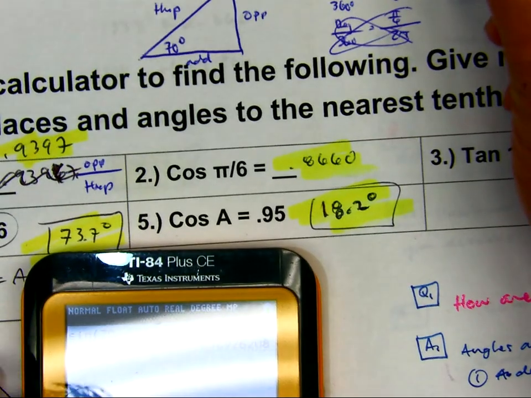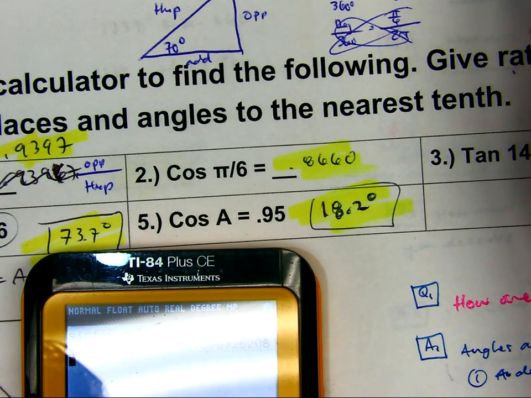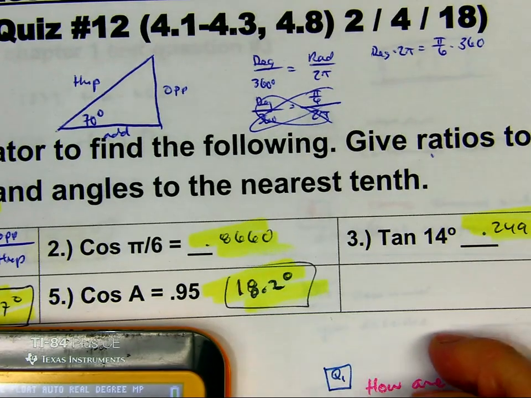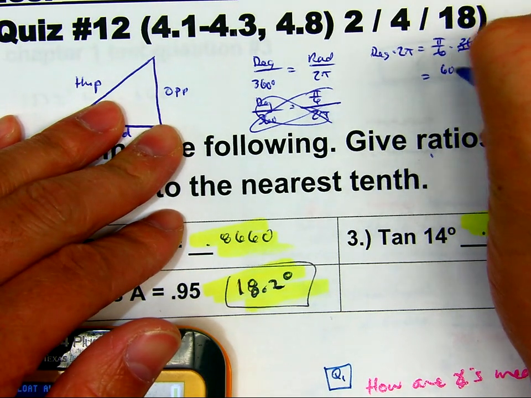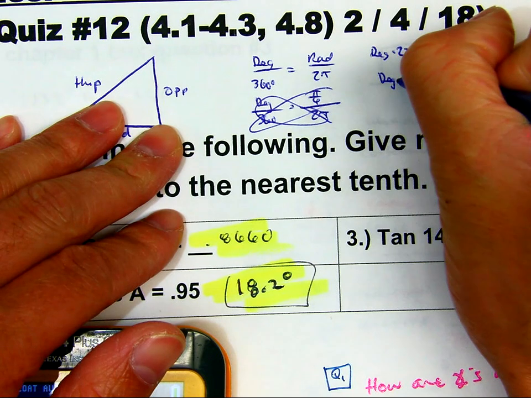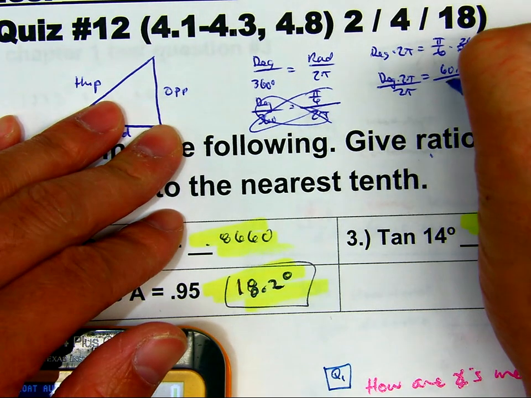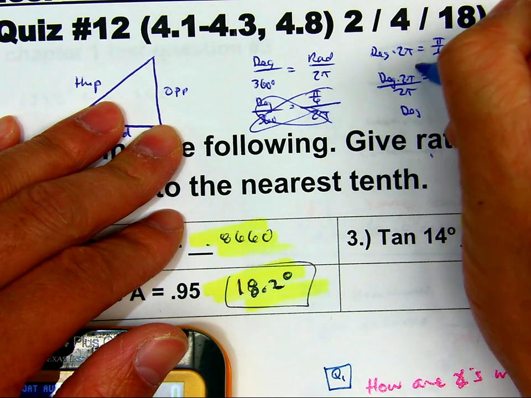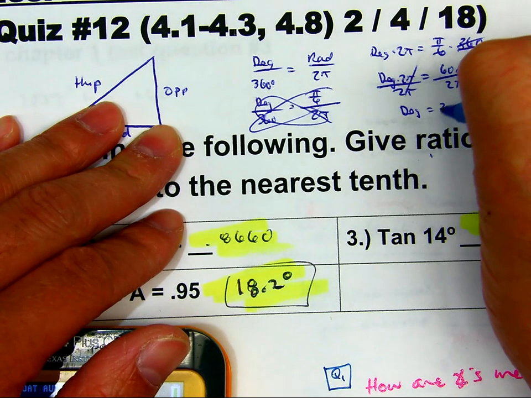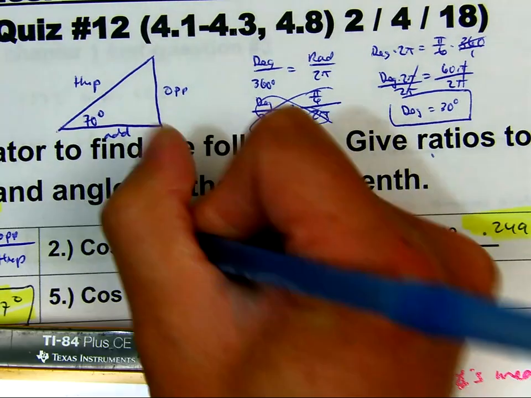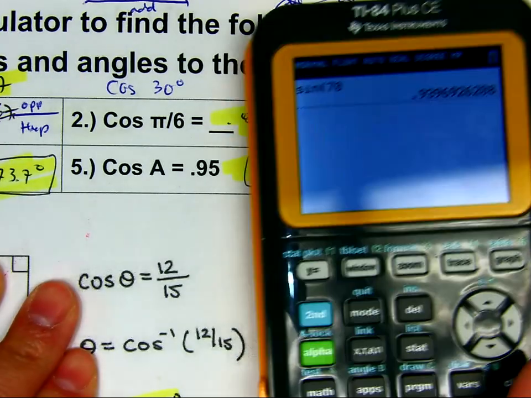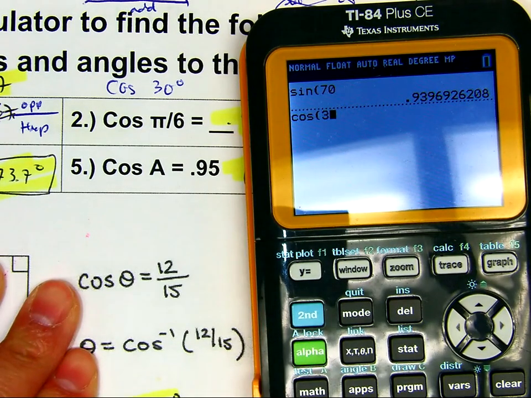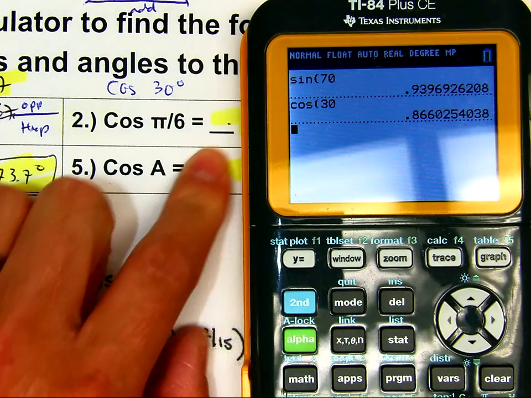So I'm going to get degrees times 2 pi equals pi over 6 times 360. And then 6 goes into 360 60 times, so I have 60 pi. And then I'm going to divide both sides by 2 pi, and then I get degrees equals 30. So essentially what you're doing is finding cosine of a 30-degree angle. Let's put that into our calculators. Cosine of 30 gives you 0.8660.